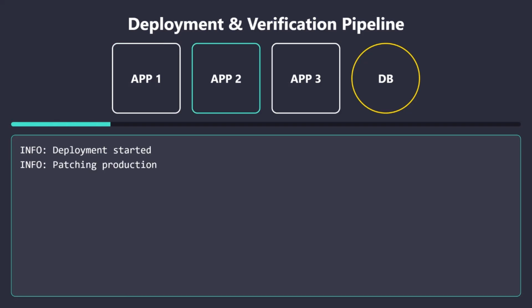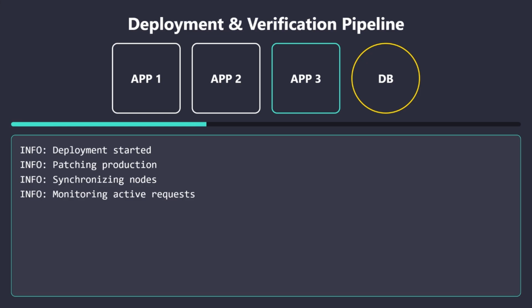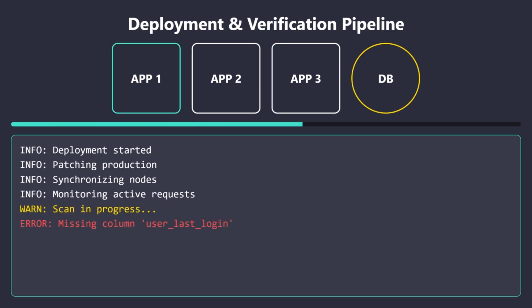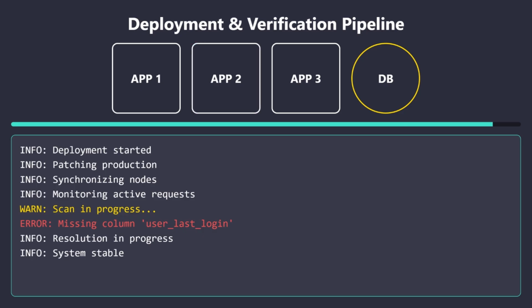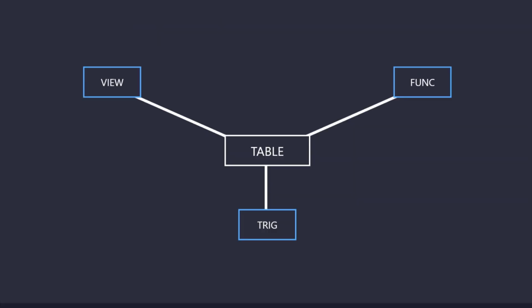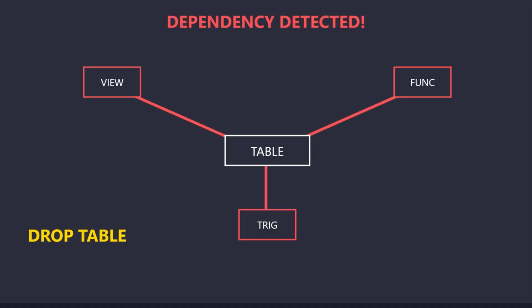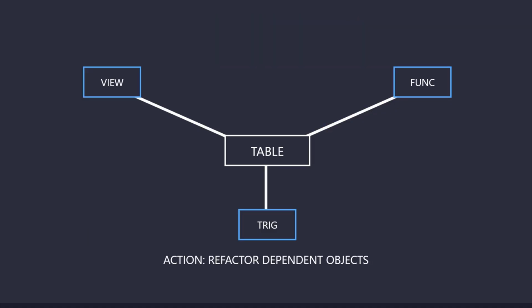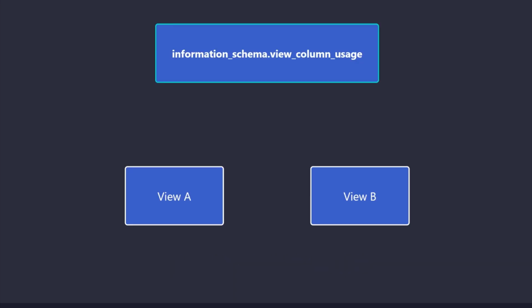Deploy the code changes and verify that no active application instance is still requesting the column. Monitor your database logs for any remaining missing column errors during the transition phase. Before executing the drop command, check for database dependencies. Views, functions, and triggers that reference the column will prevent the drop from succeeding and must be updated first.